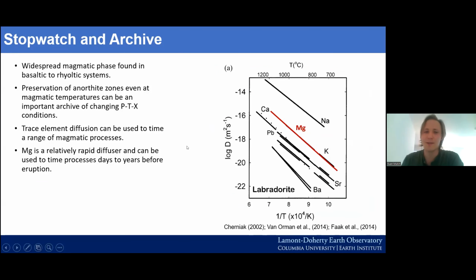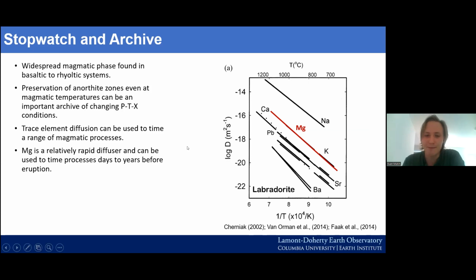And so trace elements like magnesium all have different diffusivities, and they're a lot faster than anorthite or calcium, aluminum, sodium, silicon exchange. And so it means we can obtain information about timescales of processes that occur on a range of timescales.